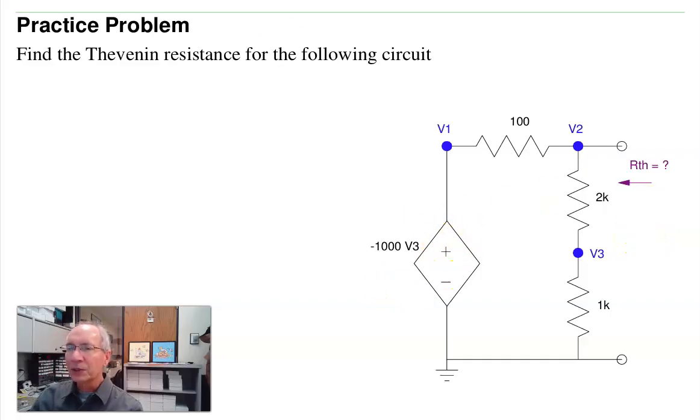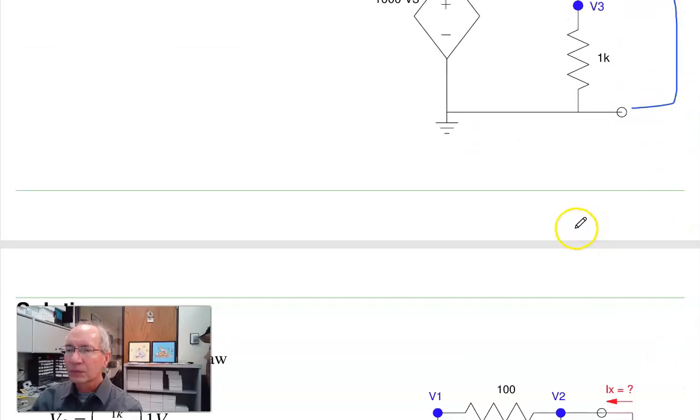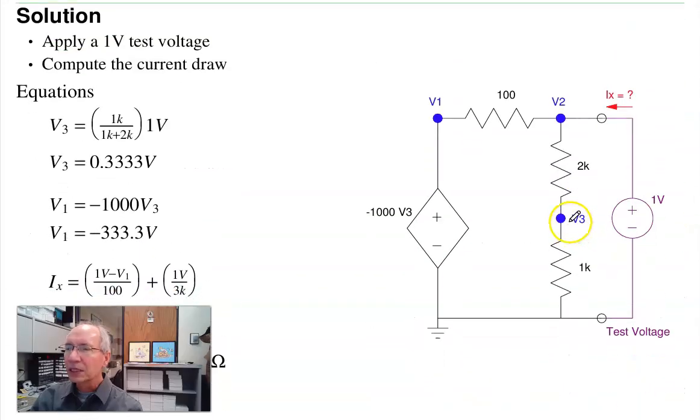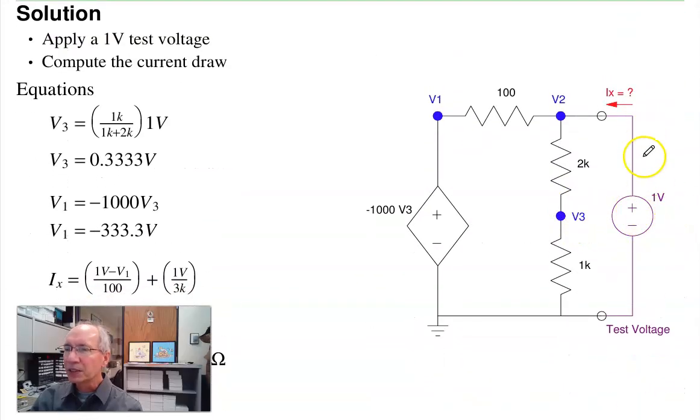Again, I've got a dependent source, so I don't really know what to do. In that case, I'm just going to apply a test voltage, say 1 volt, and calculate what is the current. So doing that, here's my 1 volt test. By voltage division, this is 1/3 of 1 volt, 1/3 volt.